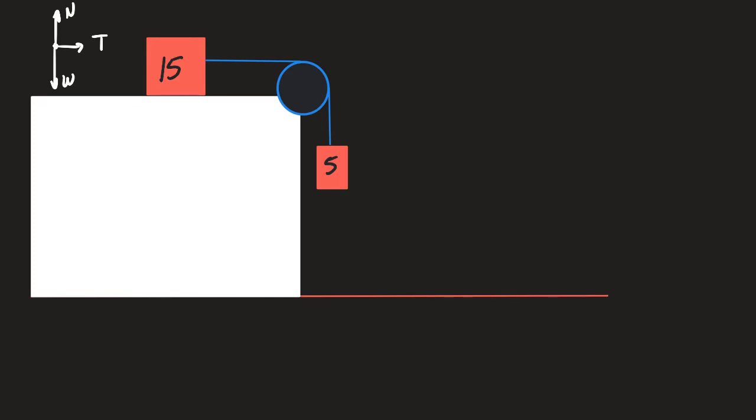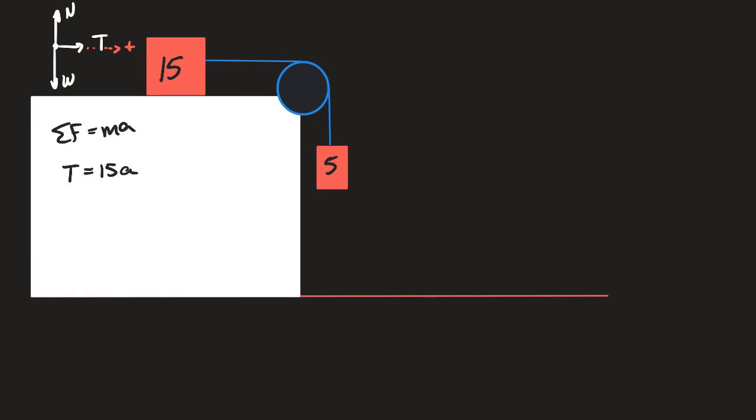Now, I'm going to make to the right positive. That seems to make the most sense to me, so positive. And I'm not going to even worry about the y direction because nothing's happening there. But in the x direction, net force equals ma. So tension equals 15a. It's as far as I can get.